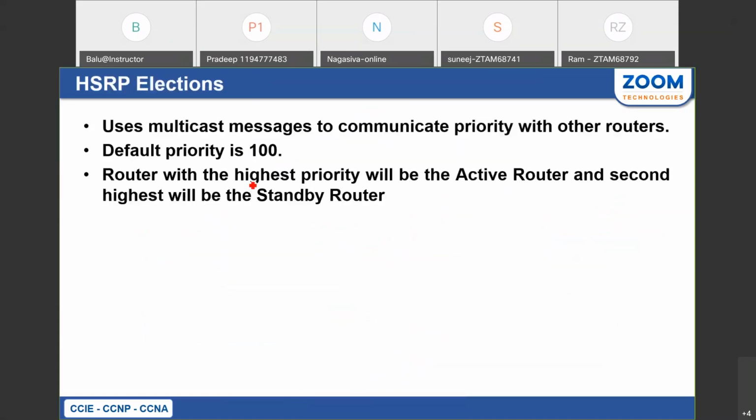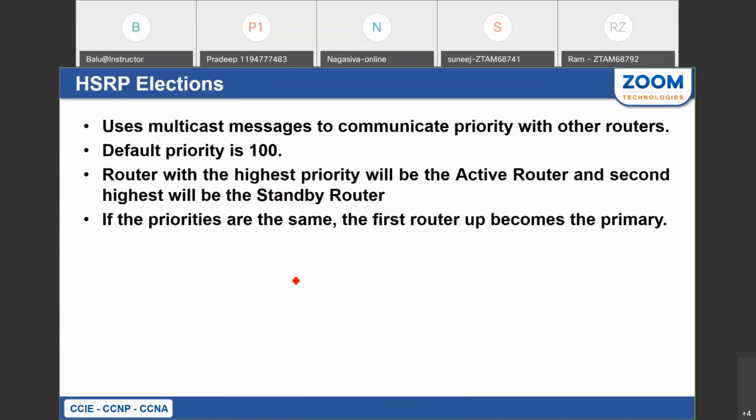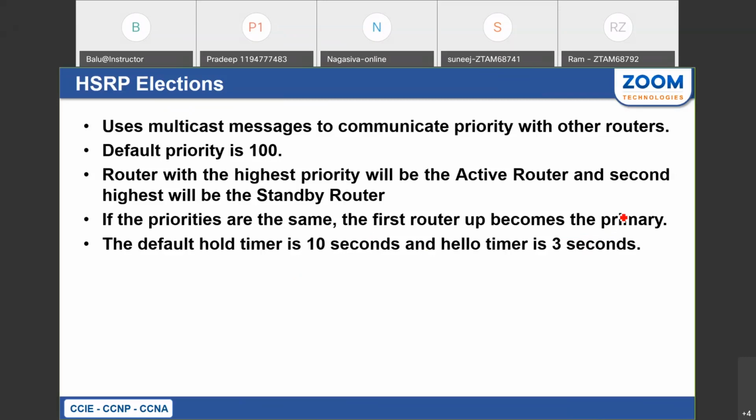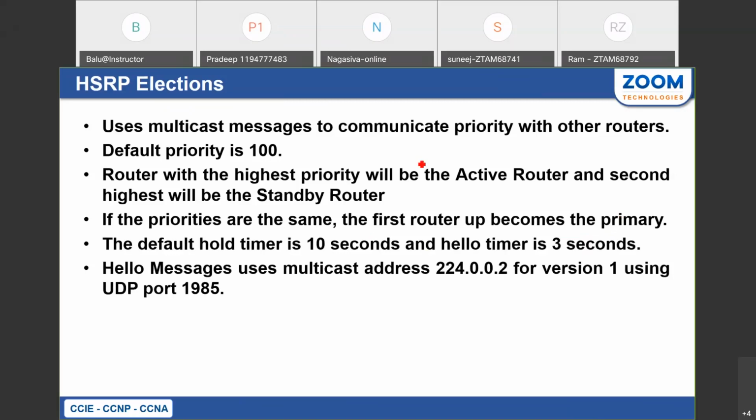So this is how HSRP is going to work. The default priority is 100. The router with the highest priority is active, the second highest priority is standby. If the priorities are the same, R1 priority and R2 priority the same, then which is active? The first router up becomes primary. The default hold timer is 10 seconds and the hello timer is 3 seconds. Hello messages are sent using which IP address? 224.0.0.2. What is the RIP hello packet multicast address? And the OSPF multicast address? 224.0.0.9 for RIP, and for OSPF 224.0.0.5. Perfect. I want 6 also.